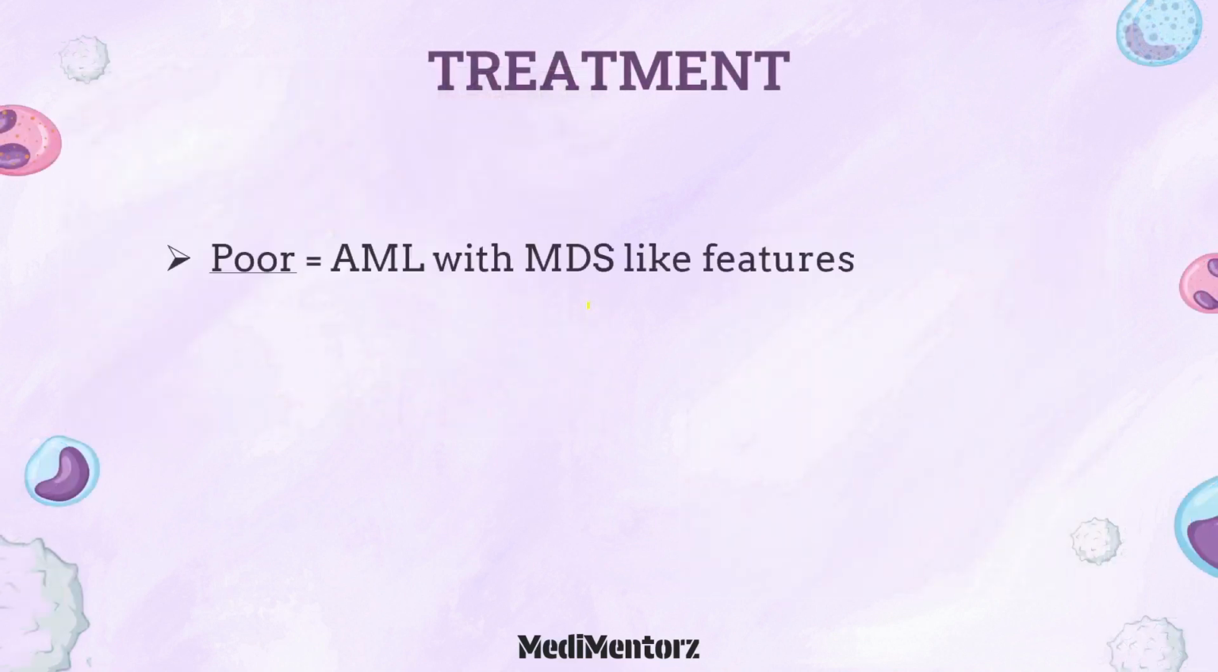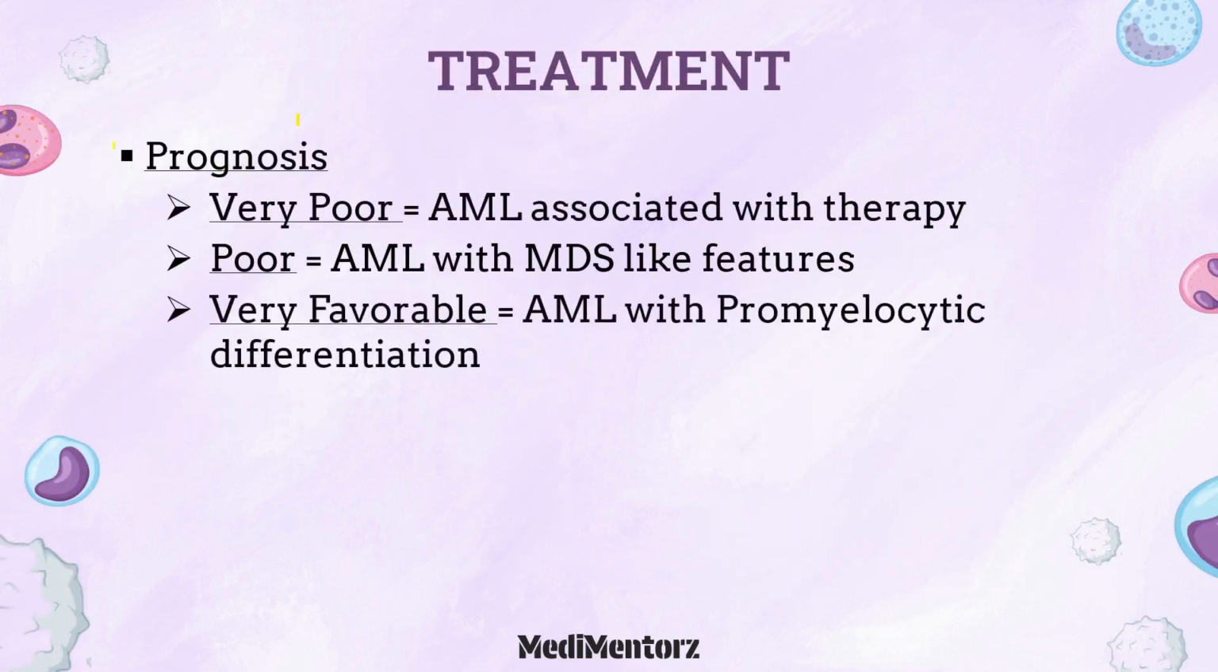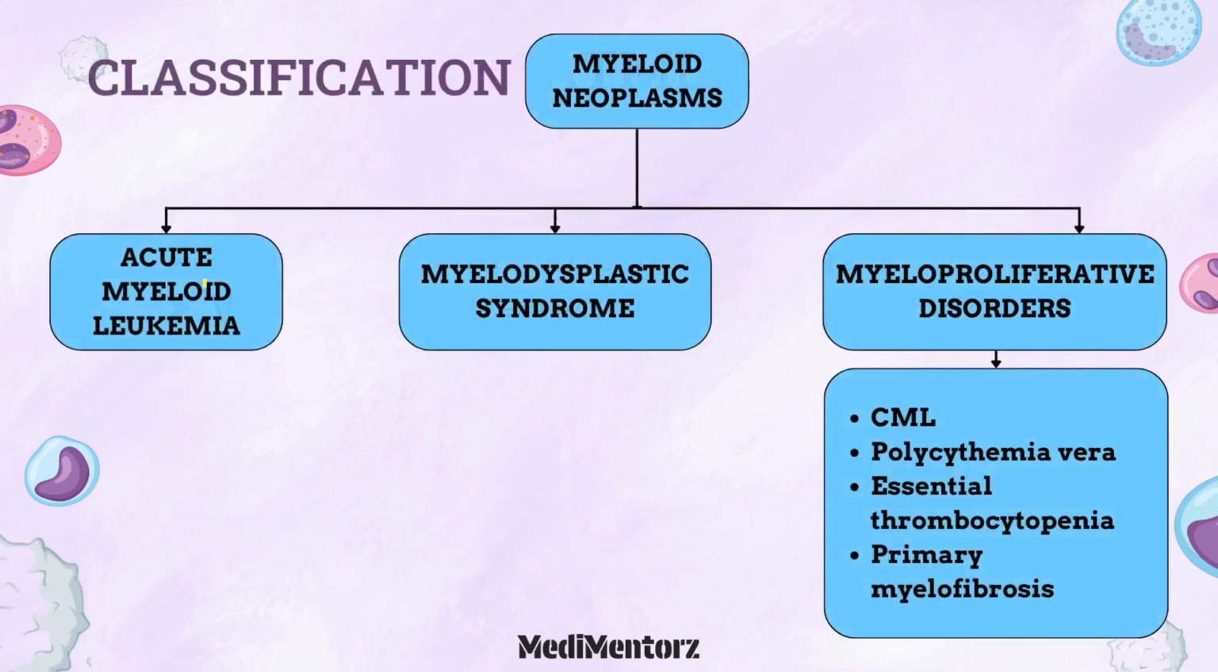Next, with regards to prognosis of the acute myeloid leukemia, the acute myeloid leukemia associated with therapy has very poor prognosis, whereas AML with promyelocytic differentiation has very favorable prognosis. So summarizing on the topic, the myeloid neoplasms are broadly divided into three major groups. The one is acute myeloid leukemia, the second one is the myelodysplastic syndrome, and the third one is the myeloproliferative disorders, which further comprises of chronic myeloid leukemia, polycythemia vera, essential thrombocythemia, and primary myelofibrosis.